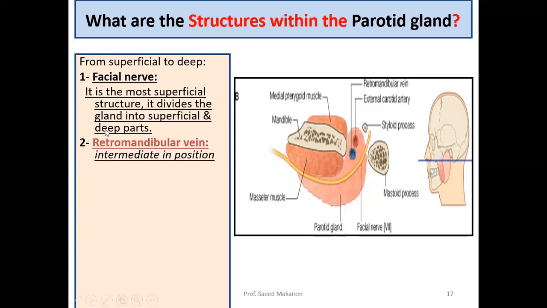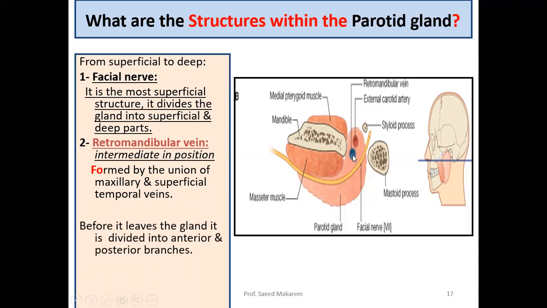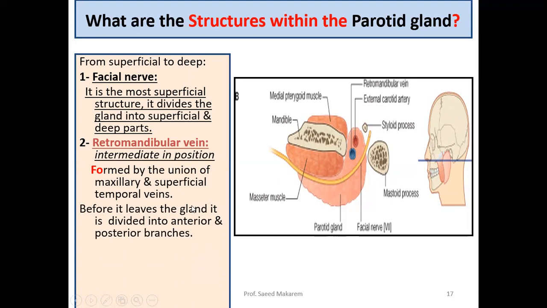Then we have the retromandibular vein. This is the retromandibular vein here. It is formed by the union of the maxillary and superficial temporal veins. Here you can see this is the facial nerve, then we have the retromandibular vein. Before it leaves the gland, it is divided into anterior and posterior branches, which you will see in some other sections. But here you can see only the retromandibular vein.